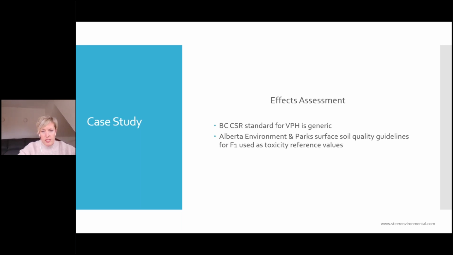So then we come to the effects assessment, and this is where we have to identify the appropriate toxicity reference values for our receptors. Now, when the site was in BC and under the BC CSR, the standard for VPH is generic. But we know that Alberta Environment Parks has a soil quality guideline for the protection of soil invertebrates and plants by direct contact, and also for wildlife through soil and food ingestion. So these soil quality guidelines were selected as our TRVs for this project.